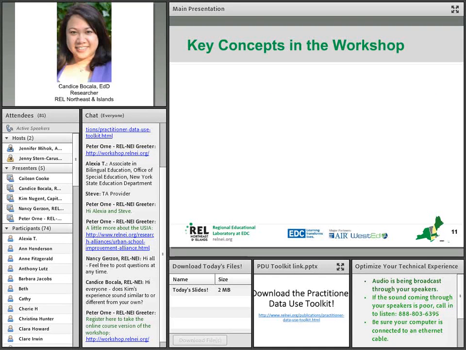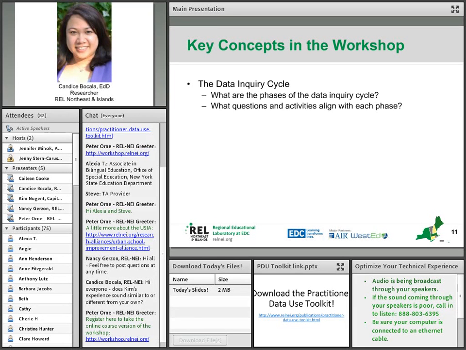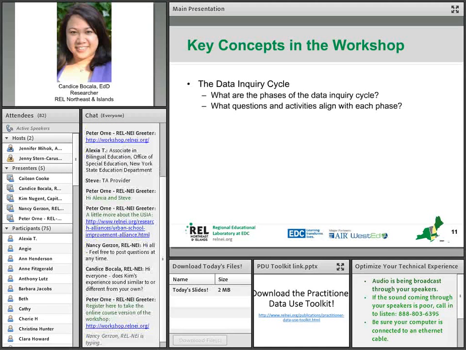So I just wanted to go through a few of the key concepts in the workshop that are reinforced. It's important to note this webinar is not going to walk you through every element of the toolkit. It's really more to give you that big picture view. But one of the key concepts that we really want to reinforce is the idea that data inquiry happens in phases within a cycle. And there are questions that align with each phase, but each cycle is only useful if you can complete all of the steps.